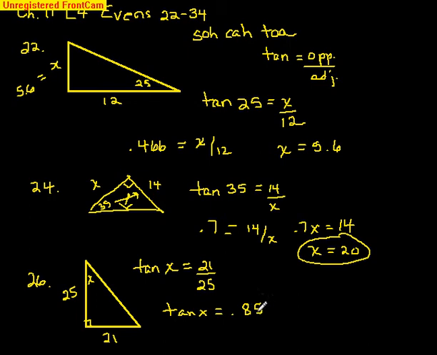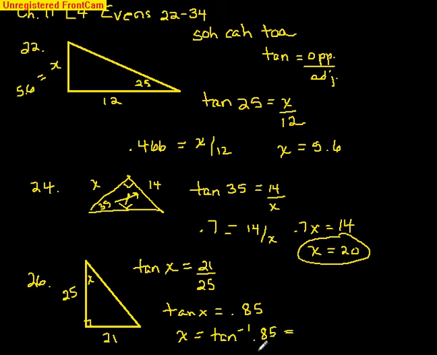The thing is, we don't want the tangent of x. We want x. So we need to get x alone. So what we're going to do is say x equals the inverse tangent. It's kind of like dividing both sides by the tangent. The inverse tangent of 0.84 will give us the angle.